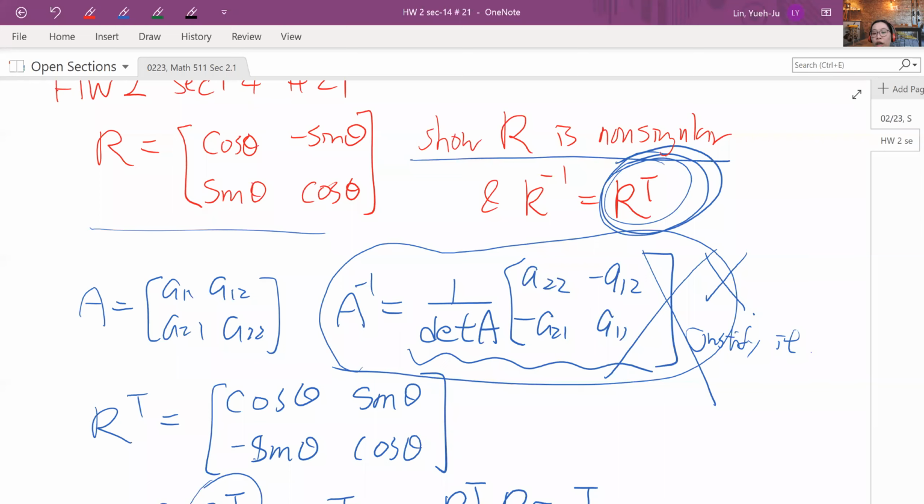So I just want to address this: at this point, you should not directly quote this formula without justifying it. Okay, any questions so far before we start the class for today?